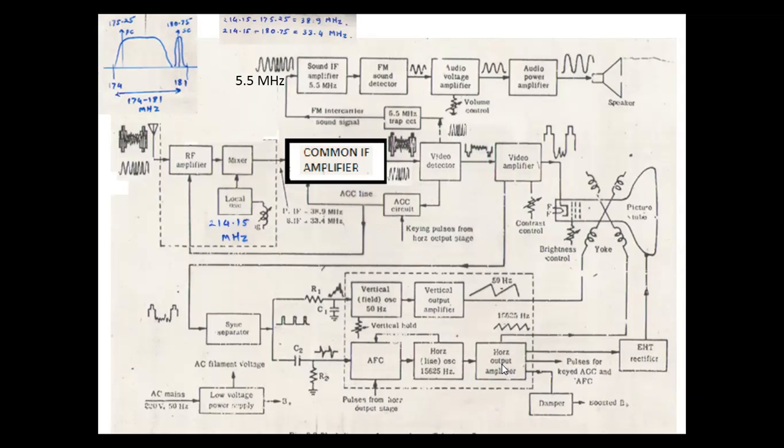See, each oscillator output is around 150 volt ramp. This 150 volt ramp output of 15625 hertz is given to the extra high tension circuitry. So what is this extra high tension circuitry? We will see it a few slides further on, or if possible, I will go to that slide directly.